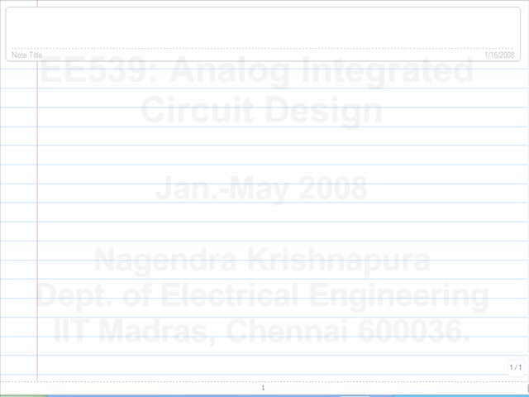So as an introduction, I'll go through the kind of components that are available on an IC. They are similar to what you're familiar with in discrete circuits, but there are some issues that we have to consider while designing circuits and ICs. That's what we'll go through.